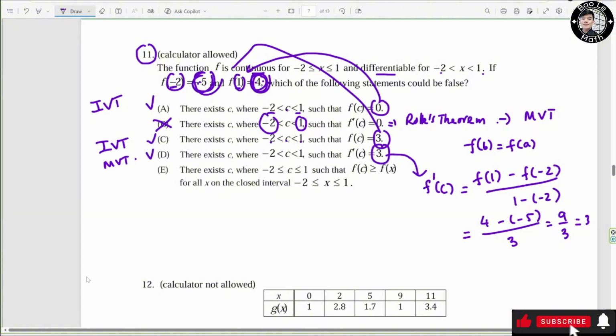So this one is true. Now E, there exists a number c between -2 and 1 such that f of c is greater than or equal to f of s for all s on the closed interval -2 to 1. This is obviously true by the EVT, right? Extreme value theorem. So the answer must be B.